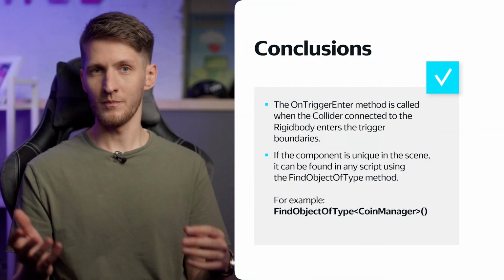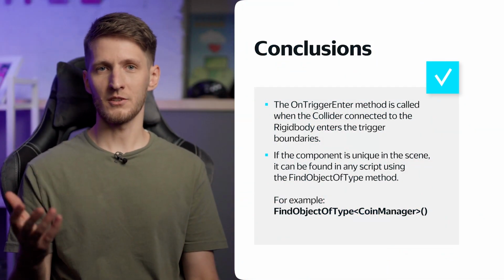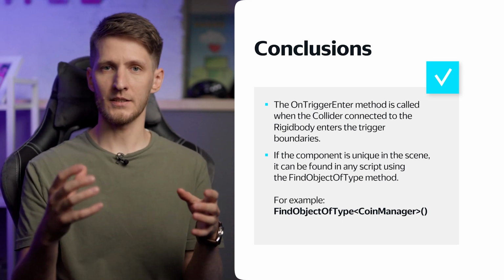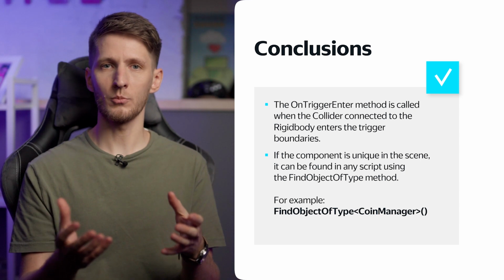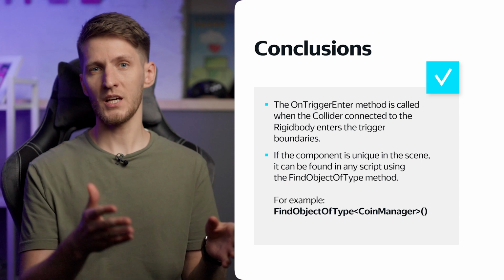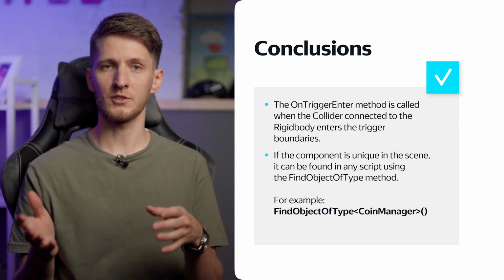Let's sum it all up. In this lesson, we used the OnTriggerEnter method, which is called when the collider that belongs to some rigid body crosses the trigger boundary. We also learned the FindObjectOfType method. It can be used to find a single component in the scene.